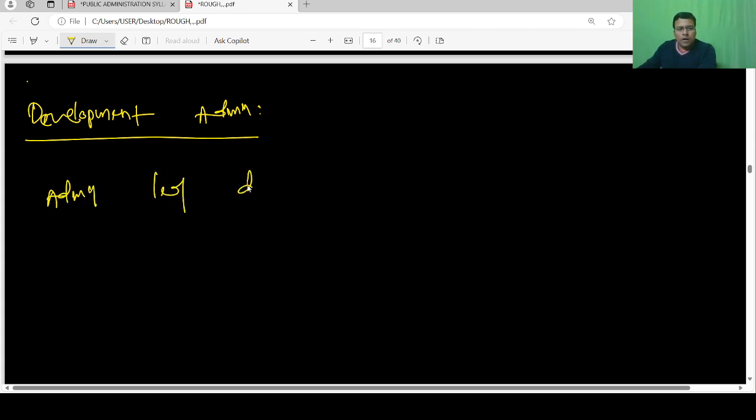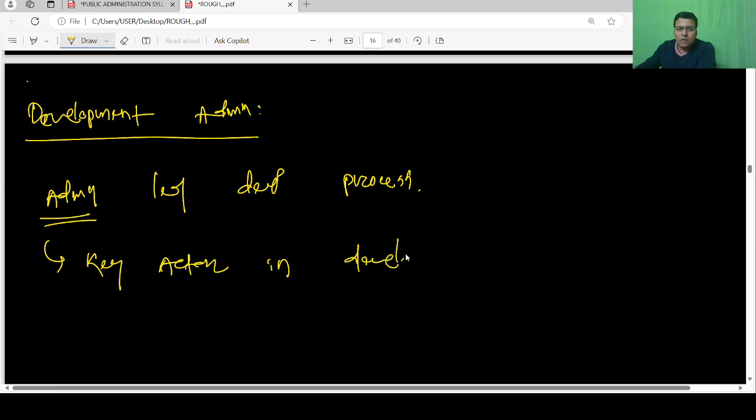Administration led development process. It is an administration led development process, where administration is the key actor in development. Administration is the key actor, main actor. Administration led development process. Administration is key actor or main actor in the process of development.